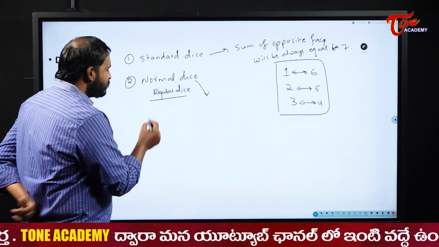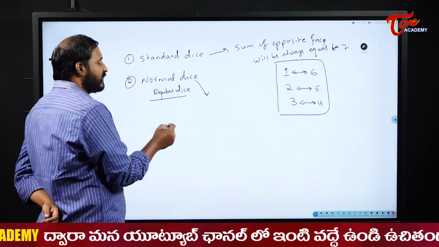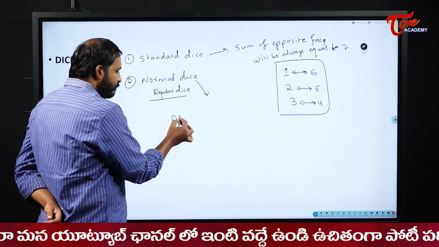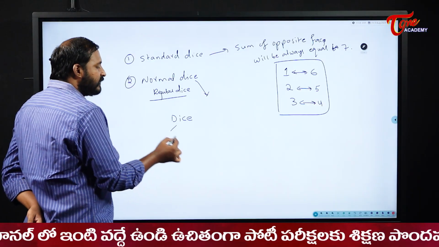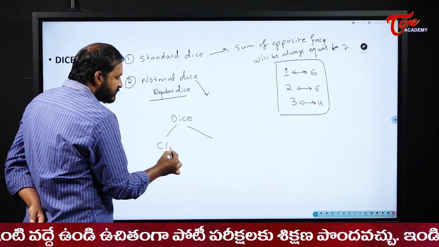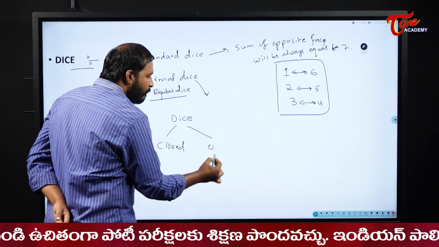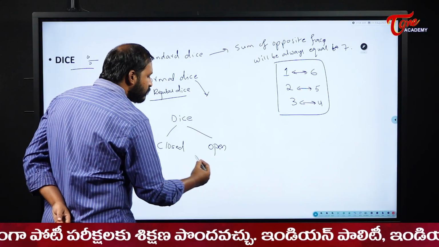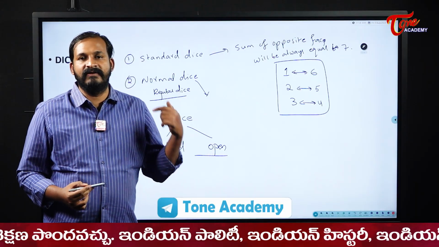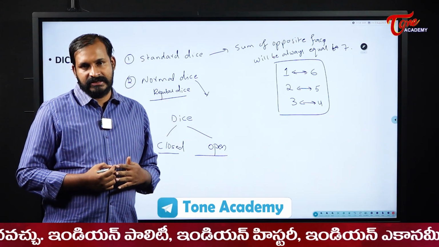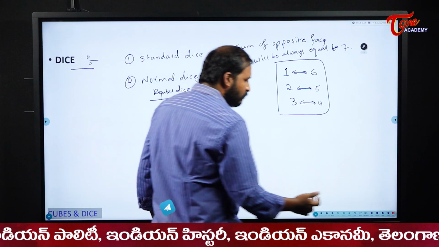Okay, now when it comes to this dice, students, once again the normal dice is segregated into two parts: closed dice and open dice. First we will discuss the closed dice, and then later we will move to the open dice. Okay, sir, what is this closed dice, sir?